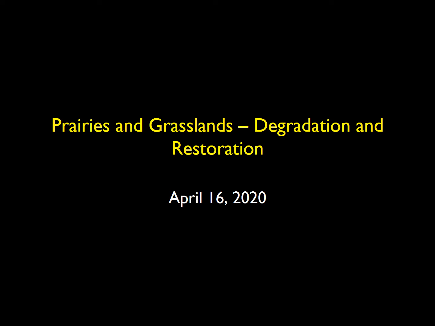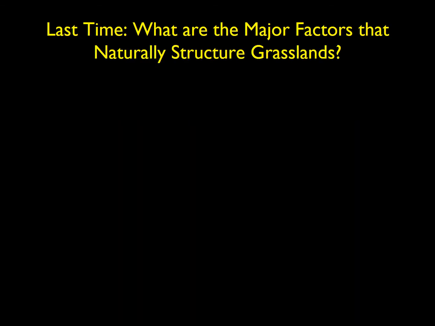Well, here we are with our second lecture on prairies and grasslands, looking at how they've been degraded and then how we restore them. Our second lecture of the day. So last time we were talking about what the major factors are that naturally structure these ecosystems, and of course we'll need to keep those in mind as we're restoring them. And what are those again?